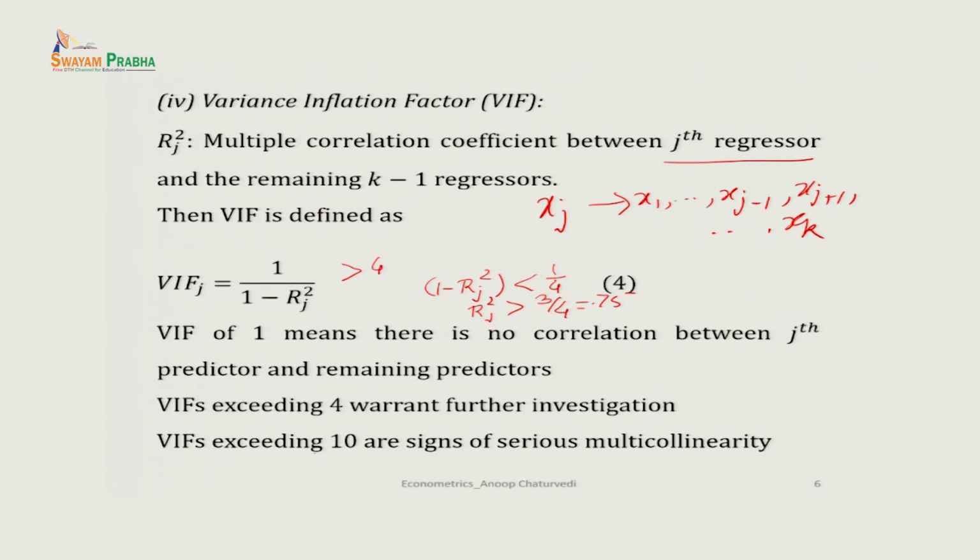Then VIFs exceeding 10 are signs of serious multicollinearity. When we get VIFs exceeding 10, 1 minus R j square is less than 1 upon 10, or R j square is greater than 9 by 10, that is 0.9. So, it is quite high. So, then it is a sign of serious multicollinearity, meaning x j is highly correlated with all other predictors. So, you are facing the problem of multicollinearity here.